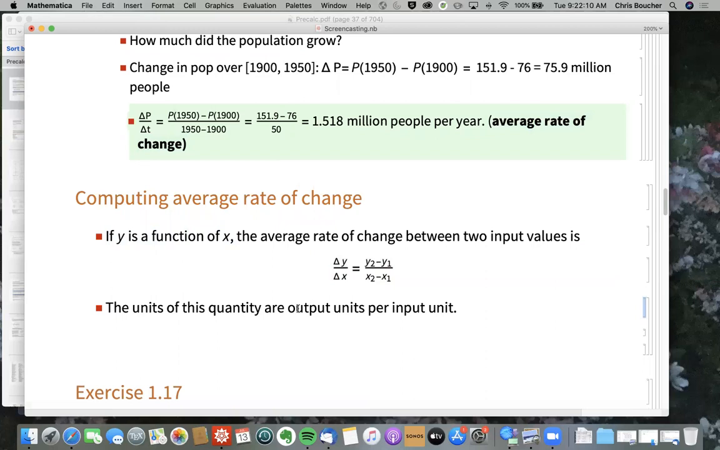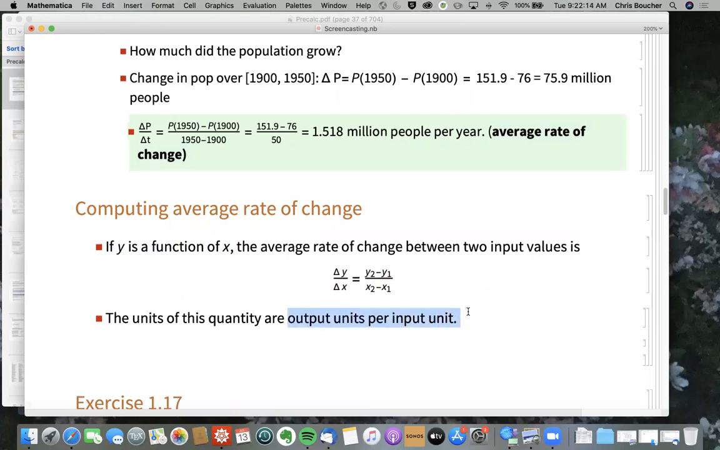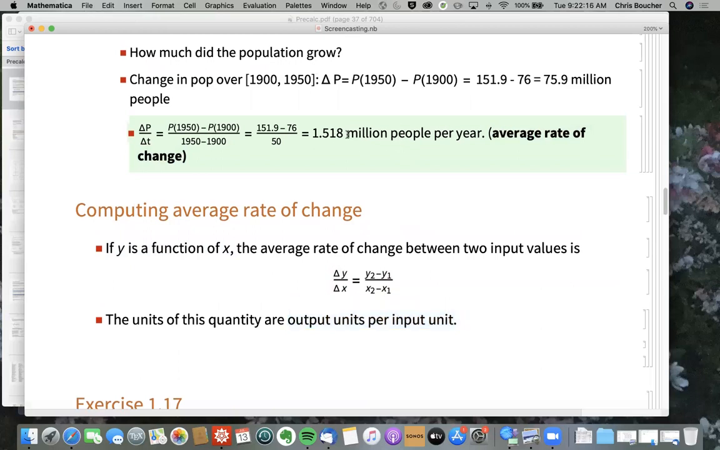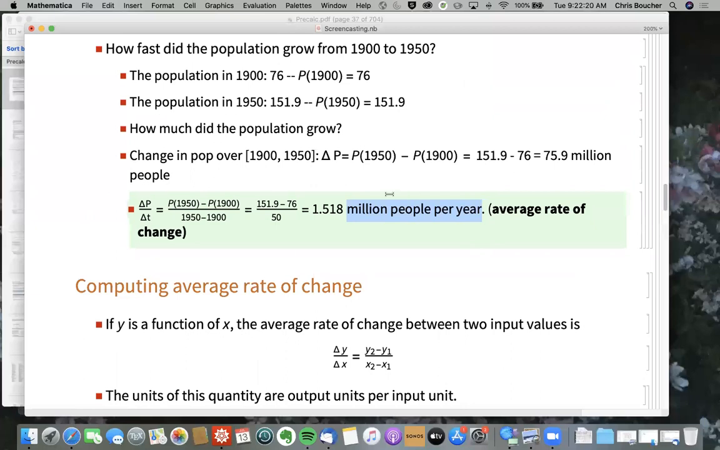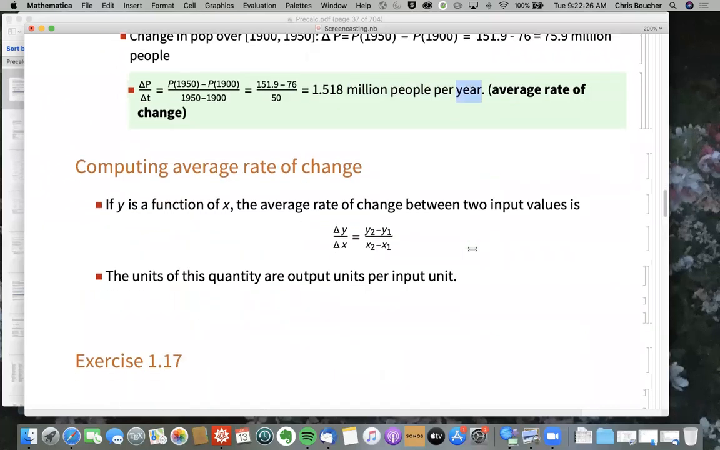And the units of this quantity, it's worth mentioning, are output units per input unit. So in our example up here, the units are million people per year because the outputs here are measured in millions of people and the inputs are measured in years.